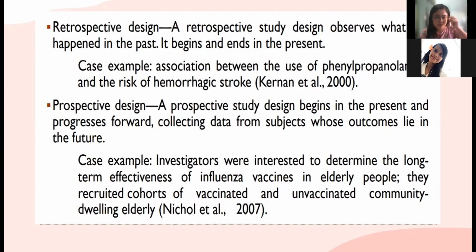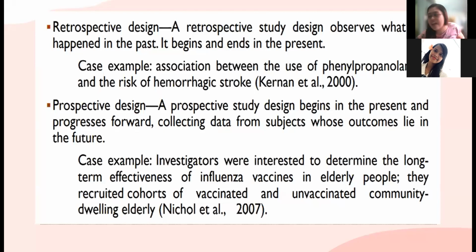So we have here an example of a prospective design. Investigators were interested to determine the long-term effectiveness of influenza vaccines in elderly people. So they will now recruit cohorts. By the way, cohorts are groups of people who will be our subjects for research. So in those cohorts, you have a vaccinated group and an unvaccinated group. And then you follow them until the future. For example, you set 1 year. So after 1 year, you now look at how effective the influenza vaccine is. So again, the study begins at the present and ends in the future.